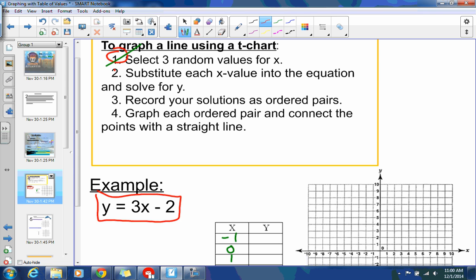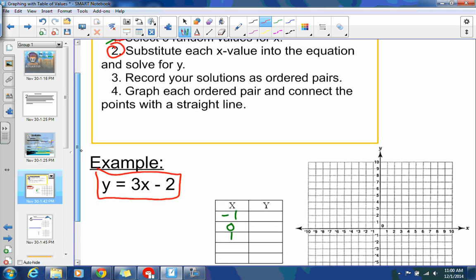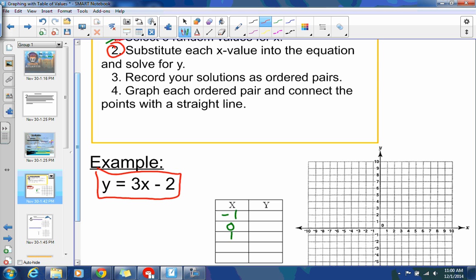Now, number 2. Substitute each x value into the equation. So let's take these x values and start with our equation right here. Let's do the first one. We'll substitute them in. So x is -1, so y equals, substituting in for x, instead of 3 times x, it's 3 times -1 minus 2.